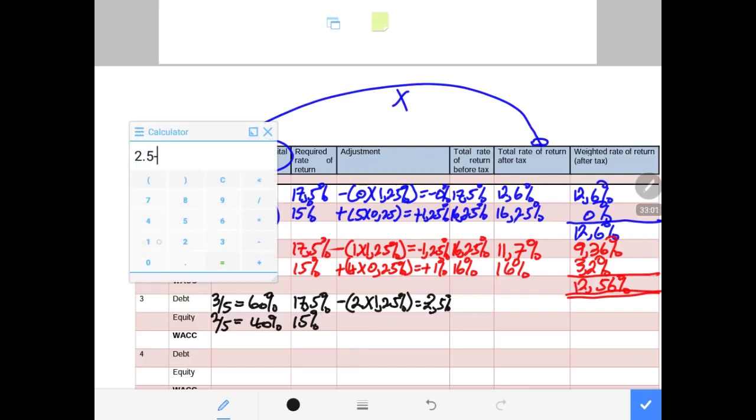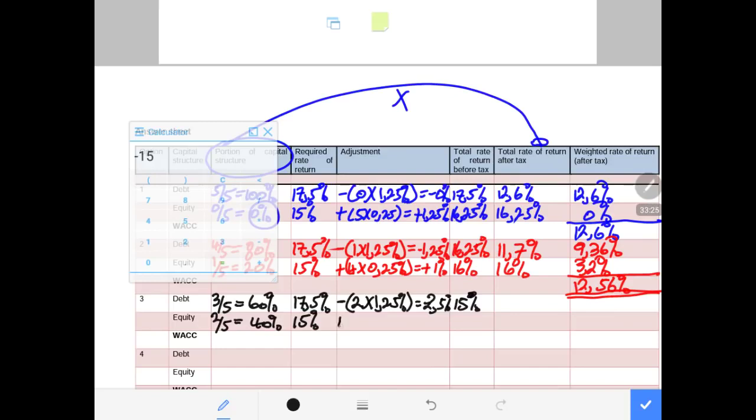So now 2.5% will be the percentage by which our interest in the bank will decrease. Therefore, we can say 17.5 minus 2.5. So we can see that the interest on the bank will decrease to 15% if we only take 60% of debt, meaning 75,000 times 3. It will decrease the loan rate to 15%.